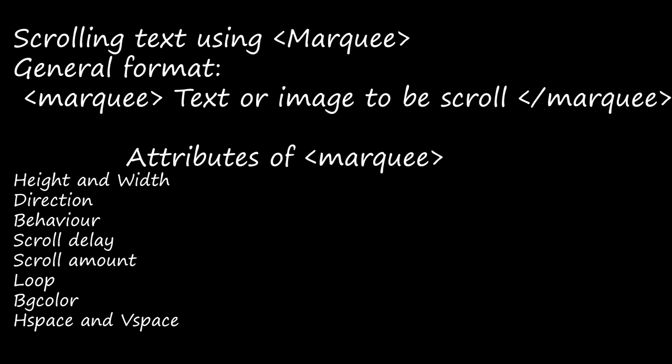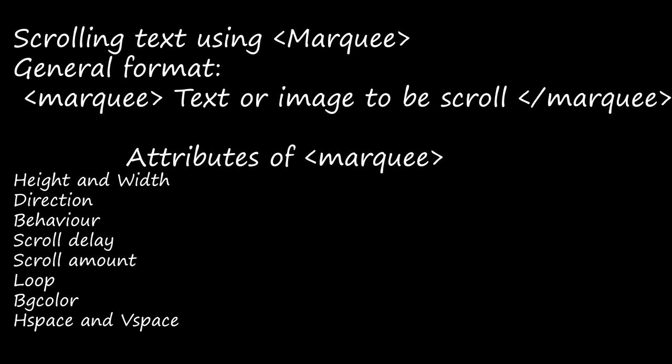The next one is scroll delay. This is used to give the time delay between each jump. The time you have to give in seconds. Scroll amount defines the speed of the scroll. Scroll delay means the time delay between each jump, and you have to give it in seconds. Scroll amount is used to define the speed of the scroll.